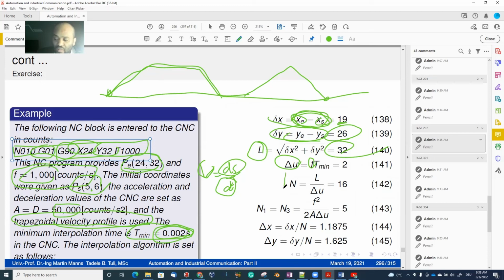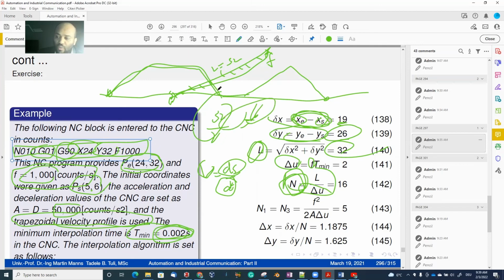Then we have to calculate the number of samples. The possible number of samples comes from the Euclidean distance between the starting and the final point. Between these you have the Euclidean distance L, which is 32. Now you want to divide this into a number of divisions. So it is 32 divided by delta u, which is the smallest distance, which is 2. So in total, you have about 60 points from the starting to the final point. You have 60 points to be interpolated.